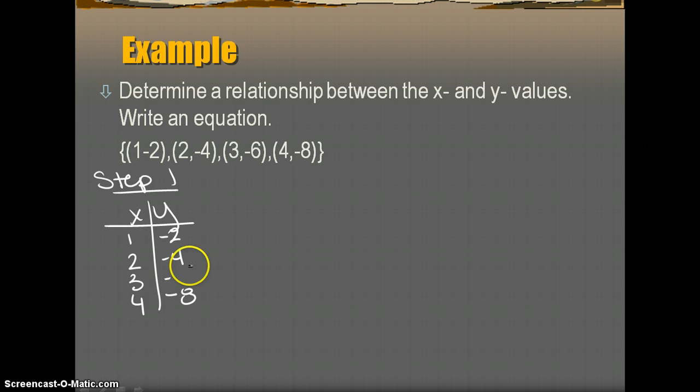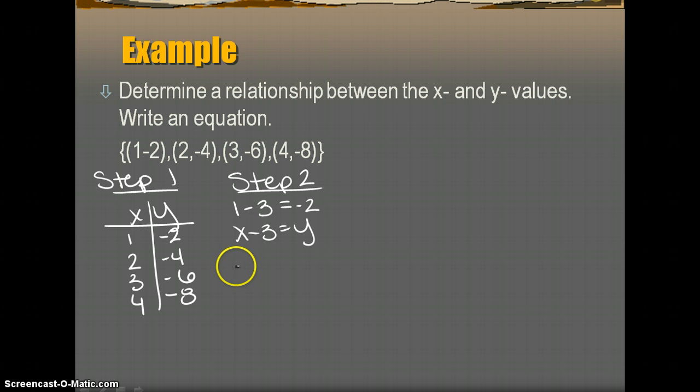Once you have written your t-chart, the next thing that you want to do is the original or normal step 2 or step 1 from the previous example, but now we're going to call it step 2. So for us, step 2 is to write out the possible relationships between the first value of 1 and negative 2. So we know that 1 minus 3 is equal to negative 2. That would be that x minus 3 is equal to y.